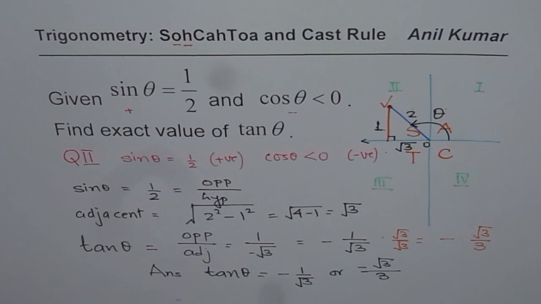I hope the steps are absolutely clear. So if you understand SOHCAHTOA and the CAST rule, it really helps us to find the exact value of these trigonometric ratios.